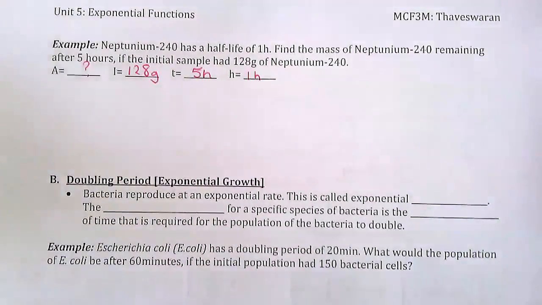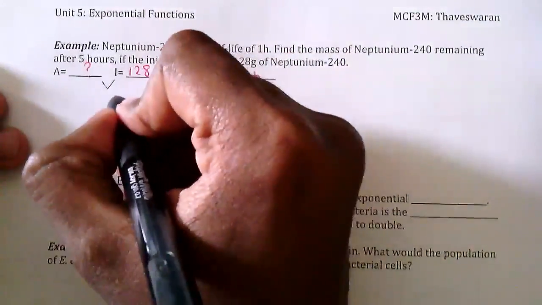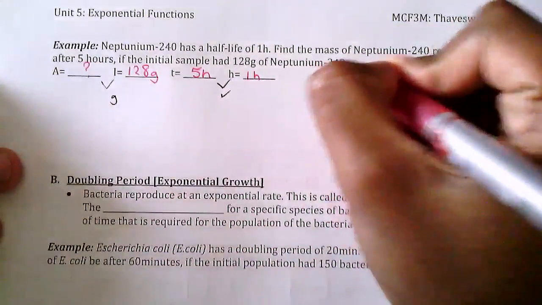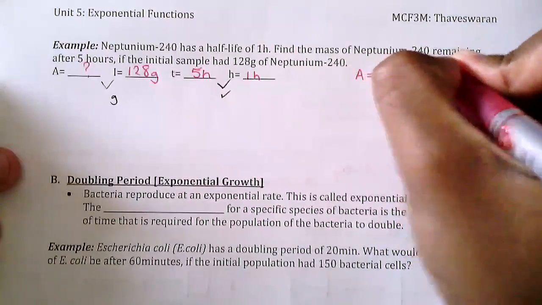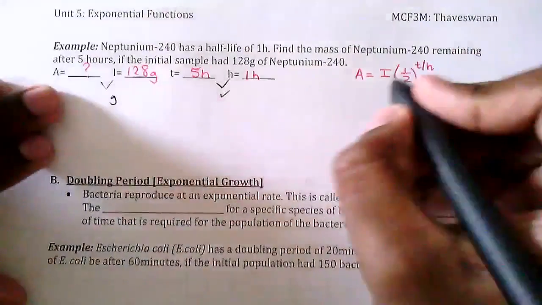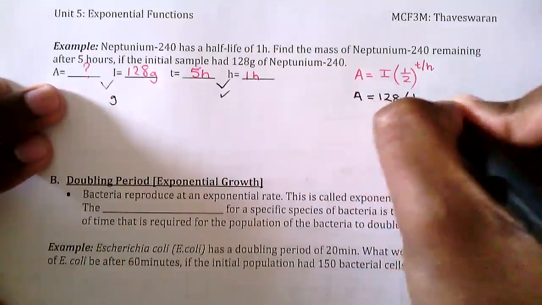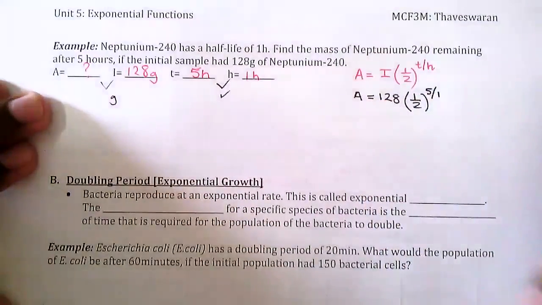Okay, so again, once you have all the variables, the first thing you should do is check to make sure that the units are okay. These two have the same units, that's fine. These two will have the same units, so you know A will be written in grams. So write the formula, A is equal to I times half to the power of T over H. Now we can fill in the values that we have. We don't have A. The initial amount is 128. Here we have half to the power of T over H, which is 5 over 1.